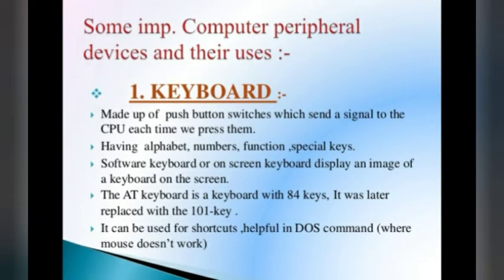Some important computer peripheral devices and their uses. First of all is the keyboard. A keyboard is made up of push button switches which send a signal to the CPU each time we press them. Having alphabets, numbers, functions, and special keys. A software keyboard or screen keyboard is displayed as an image on the screen. The AT keyboard is a keyboard with 84 keys.